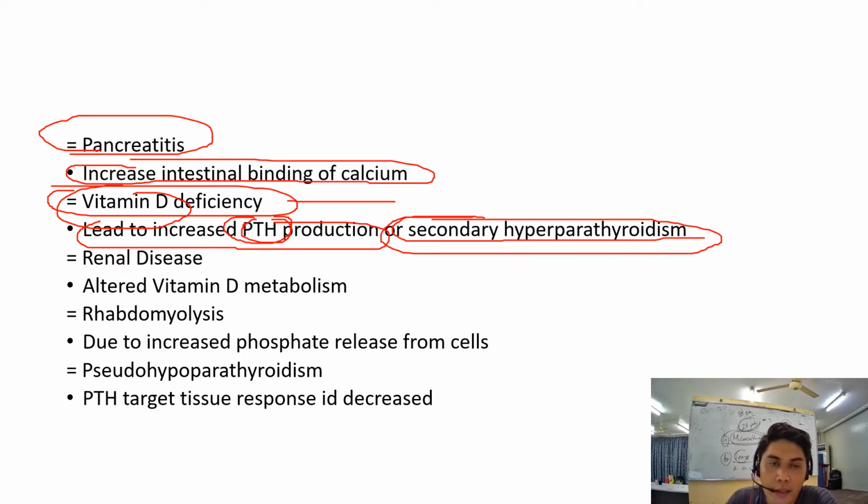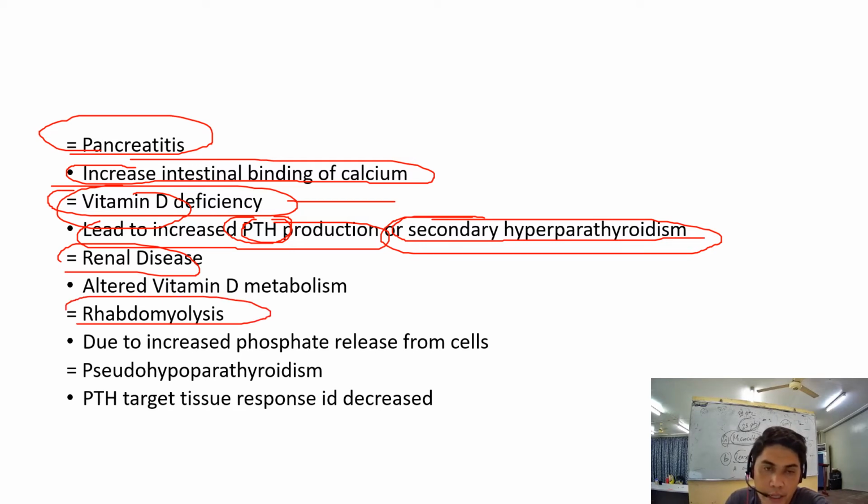Okay. Next, renal disease. So for renal disease, there is altered vitamin D production because the active form of vitamin D is produced in the kidneys. So we have decreased active form of vitamin D. Thus, it will result in decrease in calcium concentration in blood. Okay, so there's decrease in the absorption of calcium. Okay, because of renal disease.